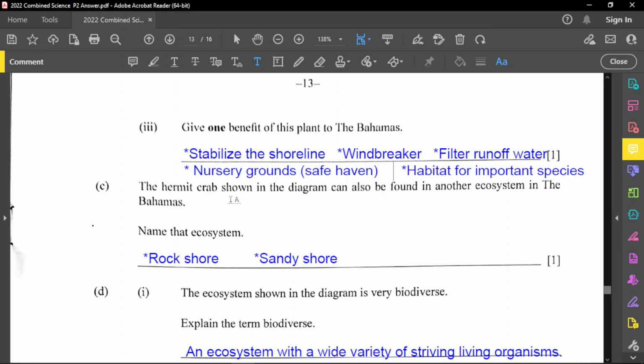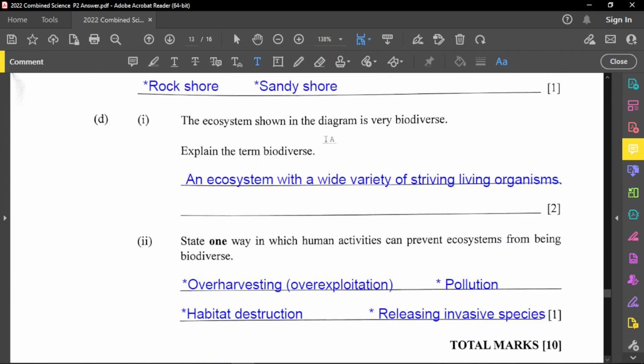All right, next part. They said the hermit crab shown in the diagram can also be found in another ecosystem in the Bahamas, and it said name that ecosystem. The hermit crab can be found on the rocky shores, and they can also be found on the sandy shore as well. All right. And then for part D, it said the ecosystem shown in the diagram is very biodiverse, and it says explain the term biodiverse. To be biodiverse really means an ecosystem with a wide variety of thriving living organisms. So in other words, there are a lot of different organisms there just living and thriving.